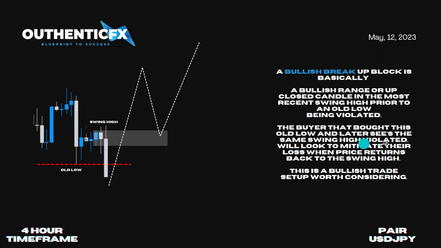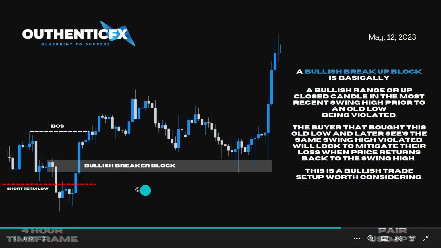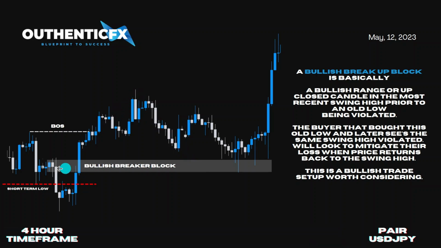And then, seeing the same swing high being violated, they will look to mitigate their losses, or regain some profits, when price returns. So they will usually get in on a sell when price returns back to the swing high, just for price to come back to the swing high and continue its move to the upside. So what you will clearly see is a push to the upside, creating a new swing high, and then price will gravitate back to this bullish breaker block.